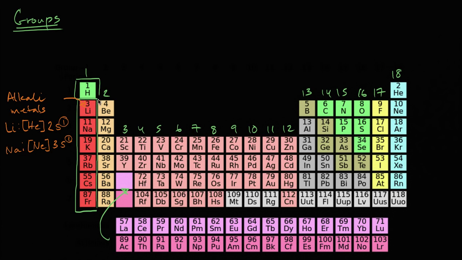Well, if we move one over to the right, this group 2 right over here, these are called the alkaline earth metals.